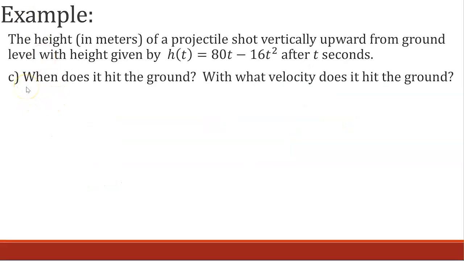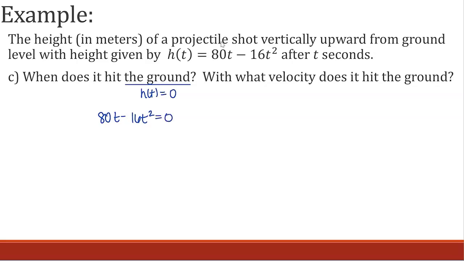In part C of this problem, we're asked, when does it hit the ground? So the projectile, when does it hit the ground? And the second part of this question is, with what velocity does it hit the ground? Well, when an object hits the ground, remember, its height is 0. Its height is 0 if it's on the ground. So when we think about being on the ground, we need h of t to equal 0. Well, here's my h of t function. So we're setting 80t minus 16t squared equal to 0.